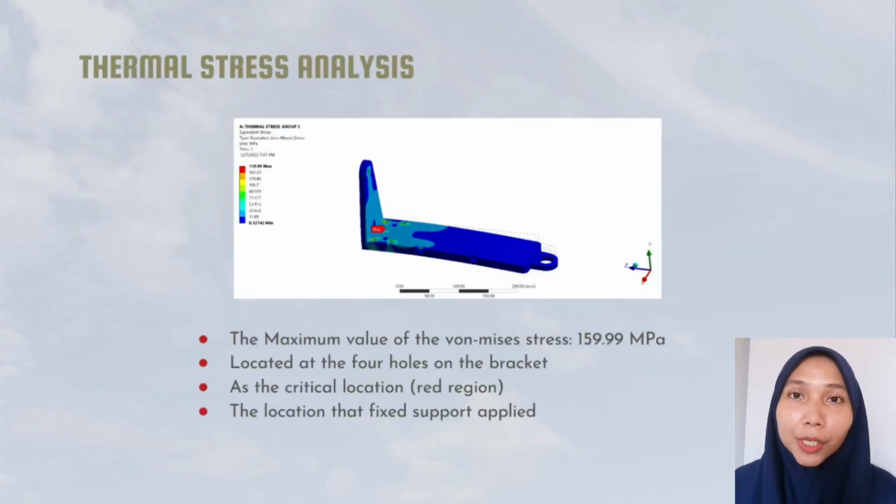This figure shows the result of the 1st principal stress thermal stress analysis. According to the result, the maximum value of the 1st principal stress is 159.99 megapascal. It's located at the 4 holes on the bracket. At the same location, the red region is present. It's represented as the critical location. It can be assumed the critical location occurred because there was weak support applied.